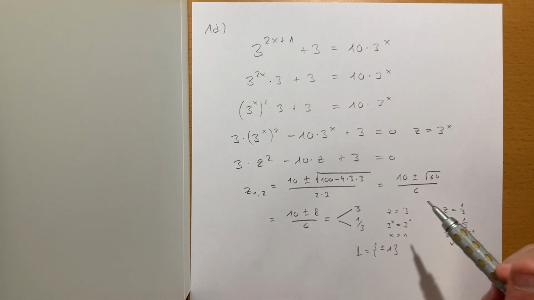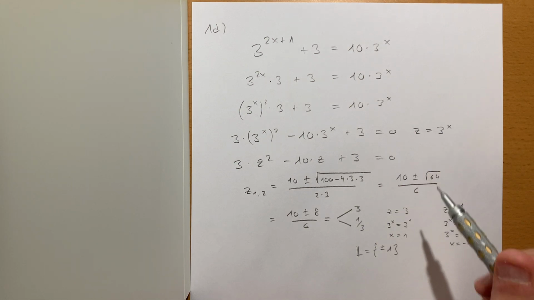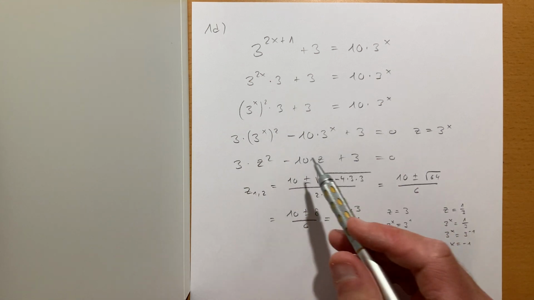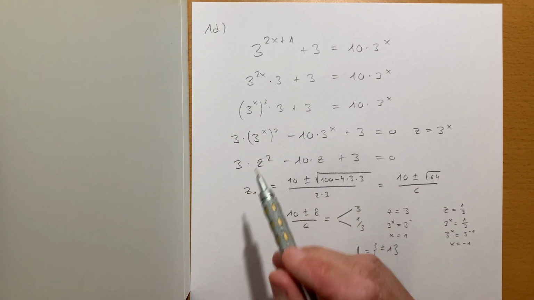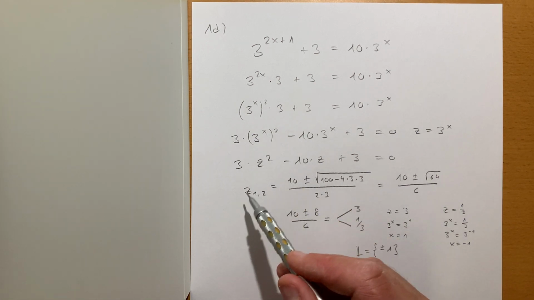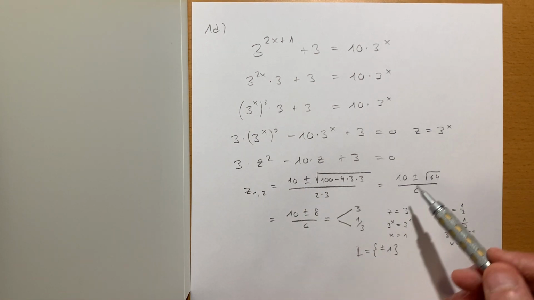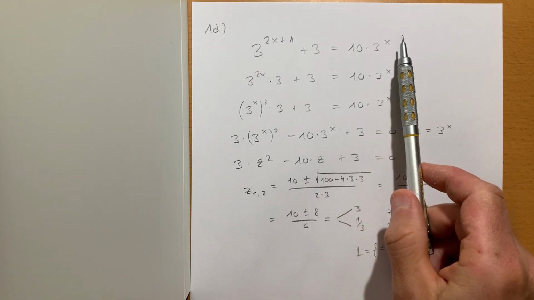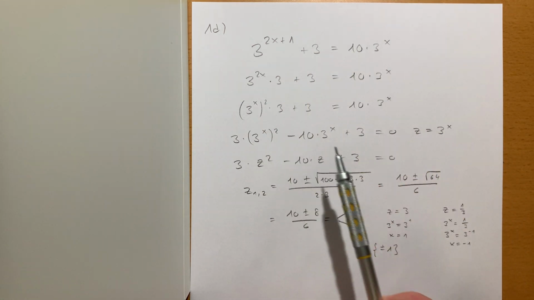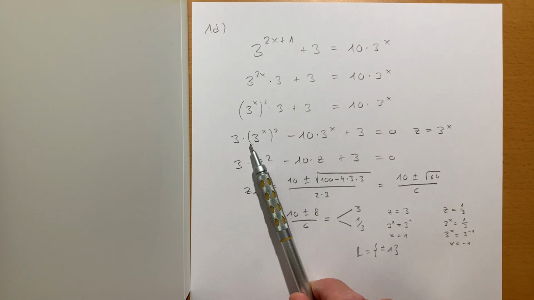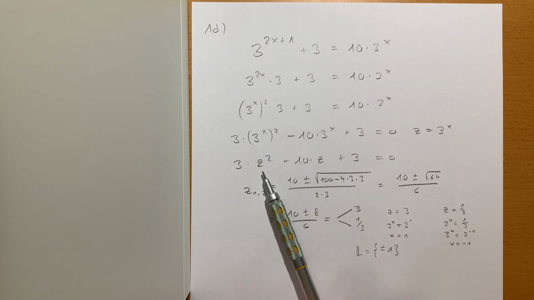So although this equation looks very difficult at first, once you rewrite it and make clear that it is a quadratic in 3 to the x, you substitute, then you work out z, you resubstitute, and you work out your solutions. So it's not a quadratic equation, it is an exponential equation, but you can write it as a quadratic equation in 3 to the x. You can substitute it and work it out.